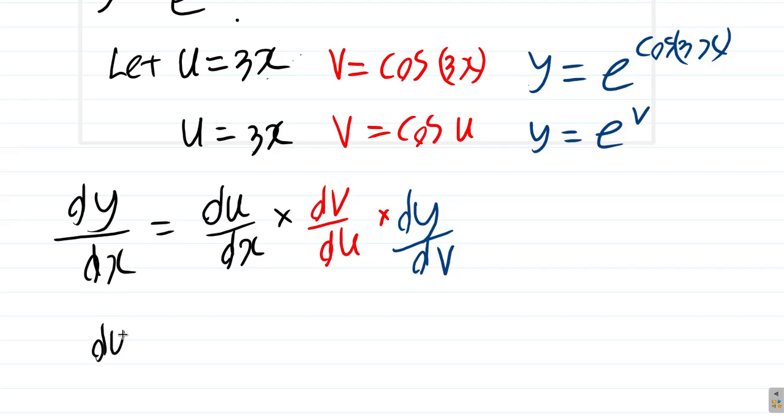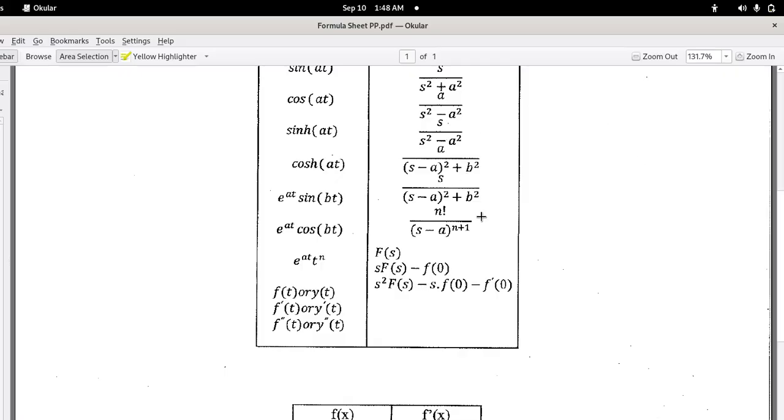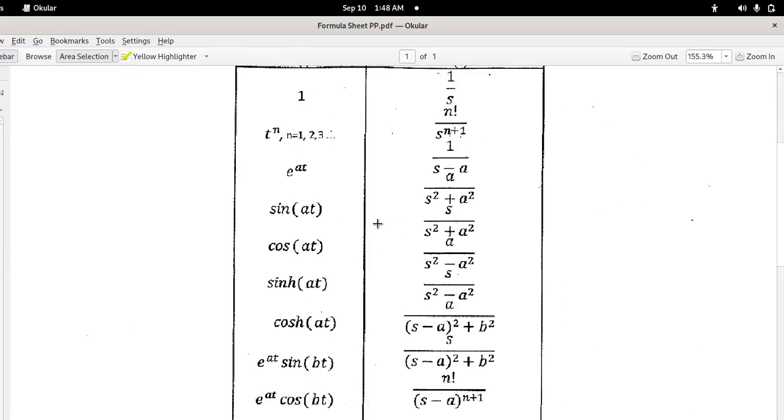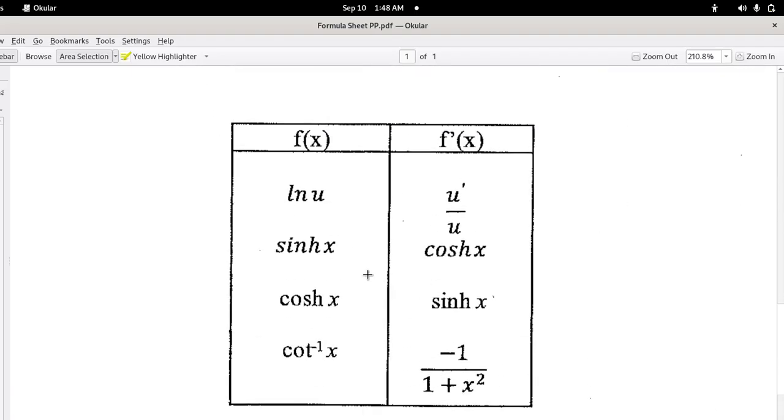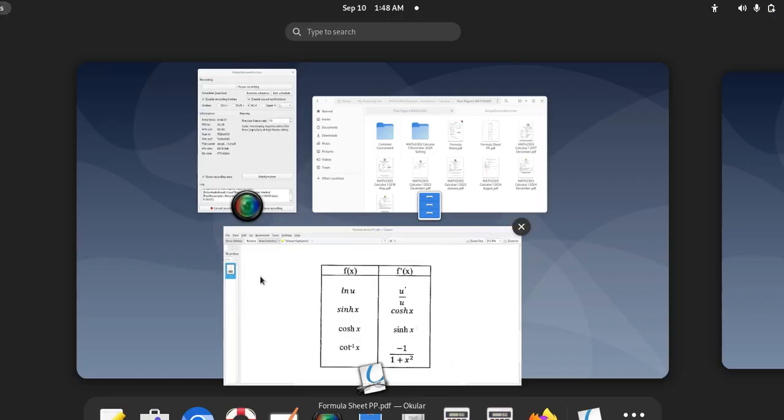What is du by dx? Well, if you have u is equal to 3x, du by dx would be 3. So that's 3. Alright? What is dv by du? dv by du, well, when you differentiate cosine, what do you get? So you should remember it, but let's check with our formula sheet anyway. They don't put that in the formula sheet, so you have to remember it. Alright? You're going to have to remember that part.